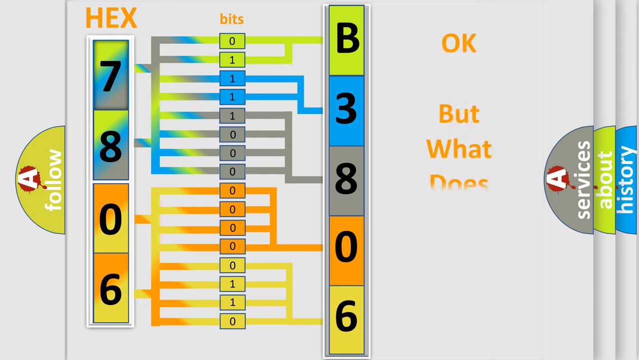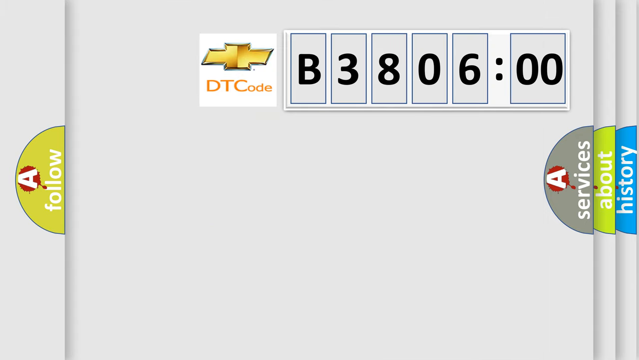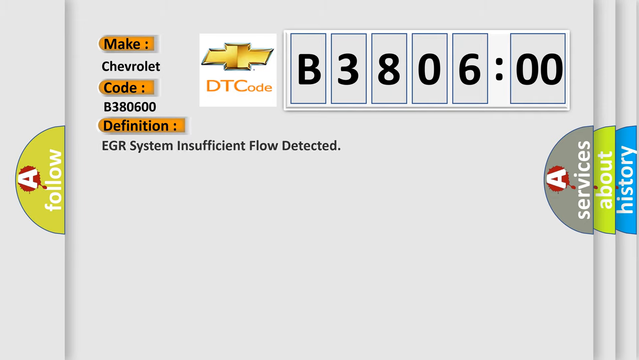The number itself does not make sense to us if we cannot assign information to what it actually expresses. So, what does the Diagnostic Trouble Code B3806-00 interpret specifically for Chevrolet car manufacturers? The basic definition is EGR system insufficient flow detected.